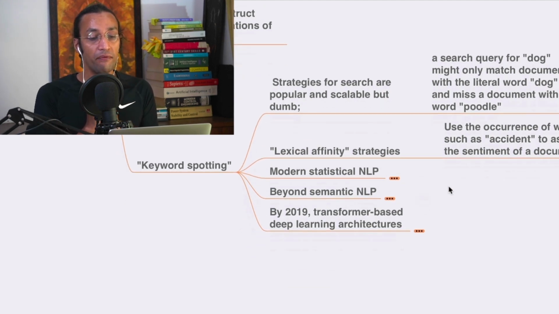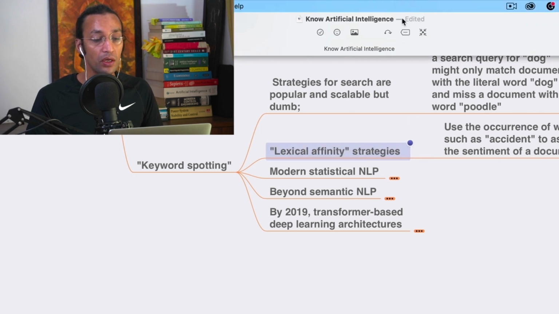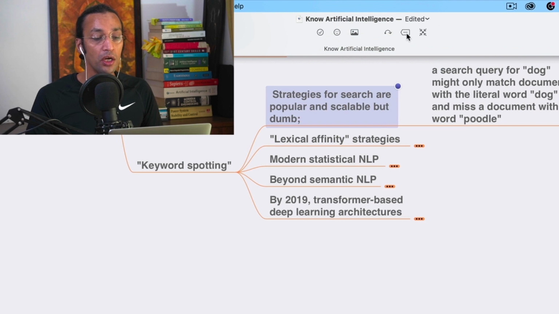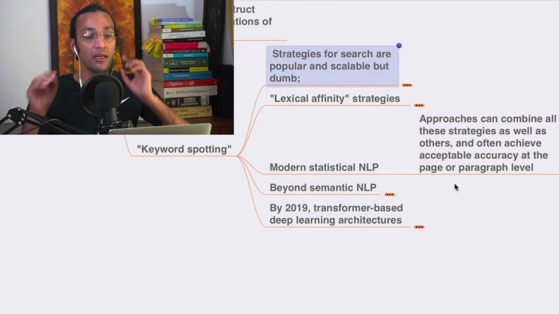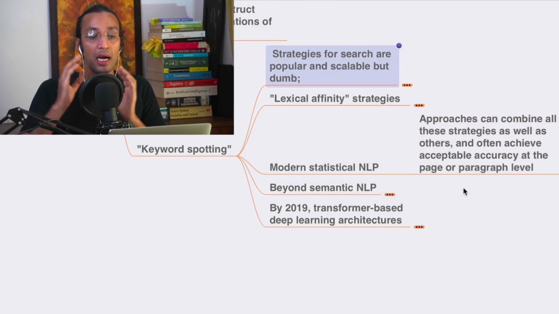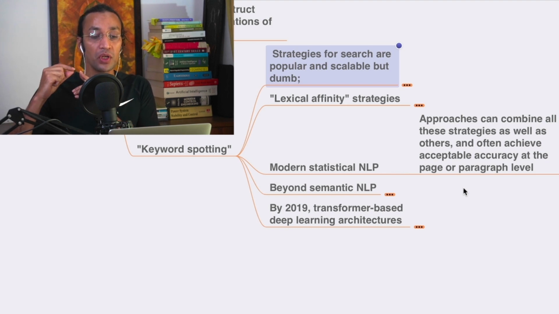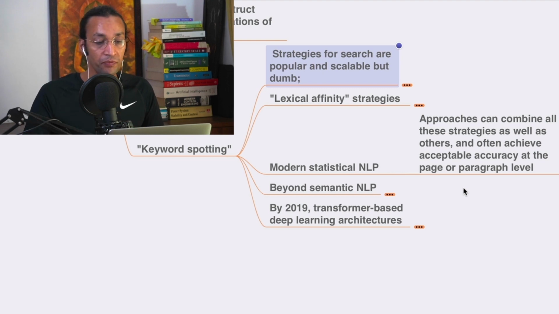Lexical affinity strategy uses the occurrence of words to assess the sentiment of a document. Modern statistical NLP approaches can combine all these strategies as well as others, and often achieve acceptable accuracy at the page or paragraph level.